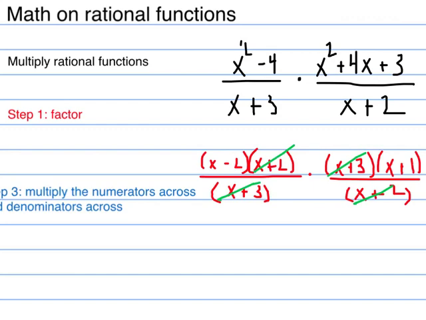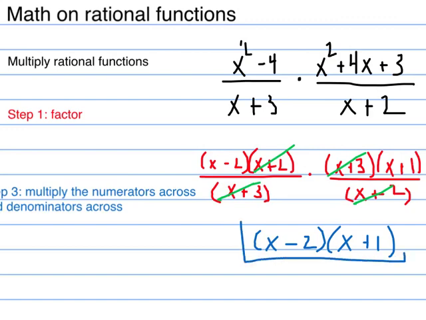So then my final answer is just taking everything that's left over. Anything that's in the numerator stays in the numerator. Anything that is left over in the denominator would stay in the denominator. Since everything canceled out in my denominator, we have our final answer.